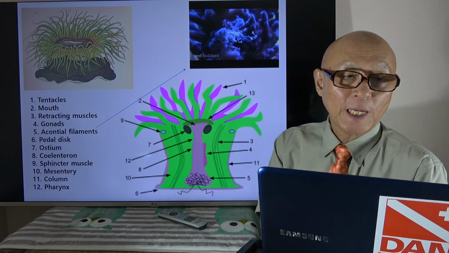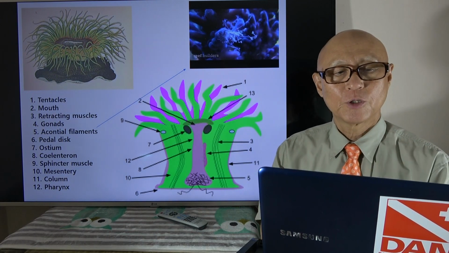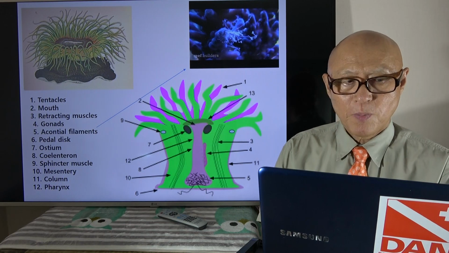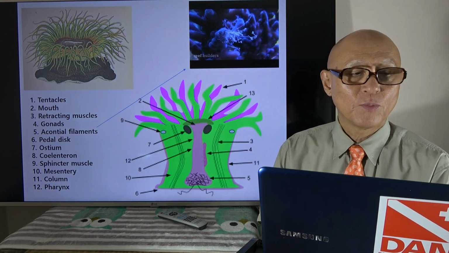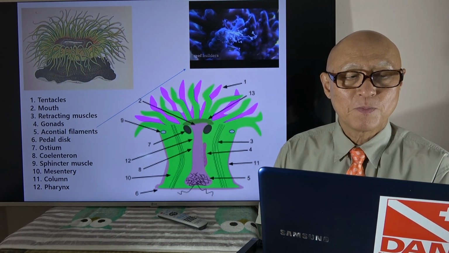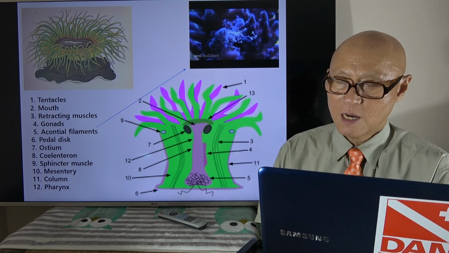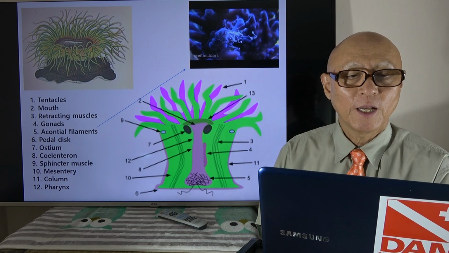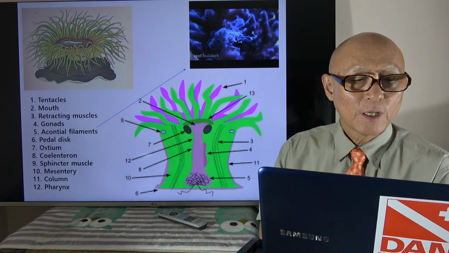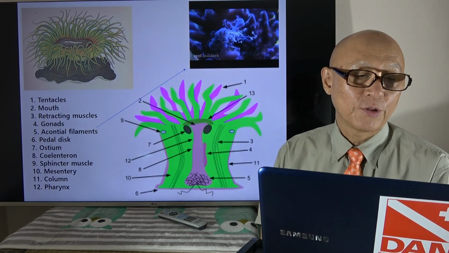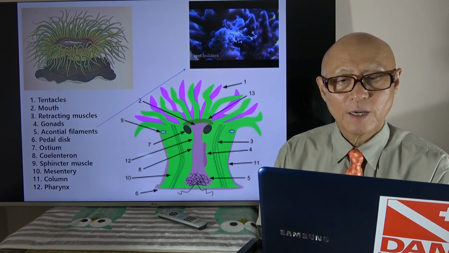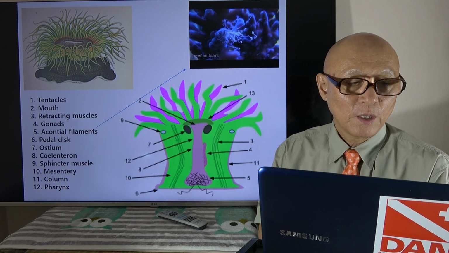Using his painting and showing some schematic drawing, it shows the parts of the sea anemone. They have tentacles, mouth, and a lot of muscles that make them move very freely in any direction. They certainly have gonads and everything. At the bottom they have a disc, and they are attached to the bottom with the disc.